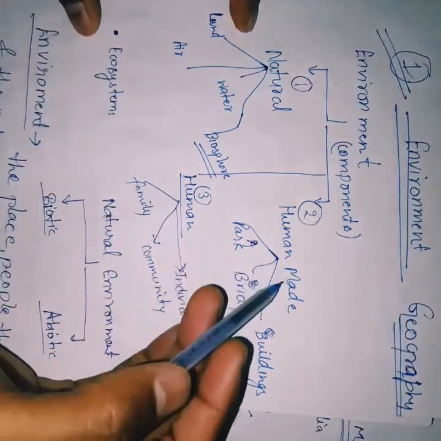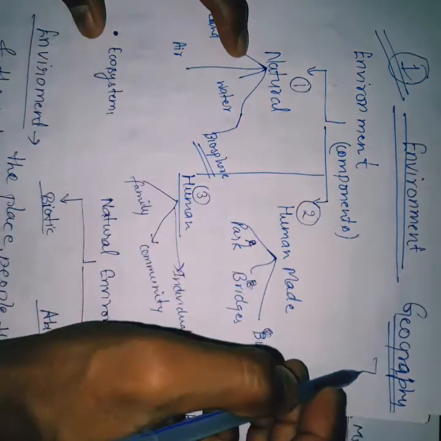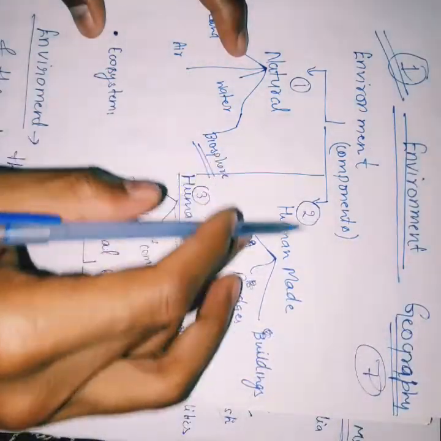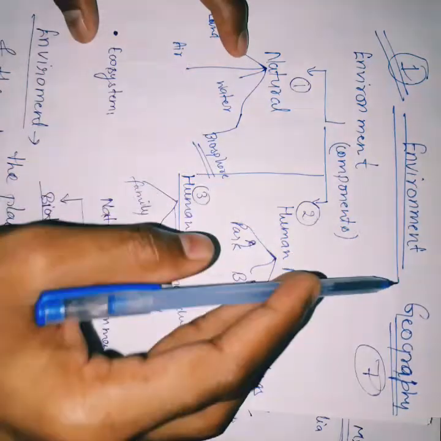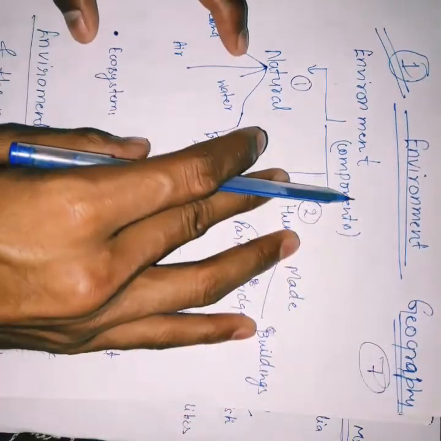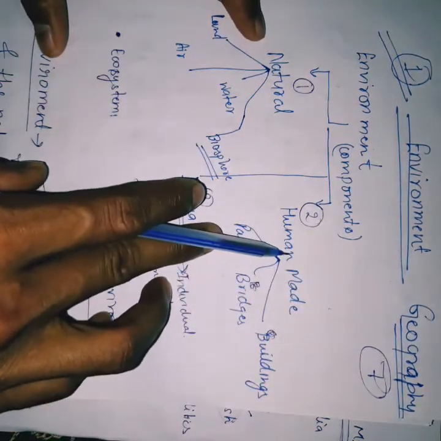Dear students, this is the first chapter of geography of class 7th. Okay, so it's the chapter Environment. In this chapter we will discuss the environment, what the parts of the environment are, and what the components of the environment are.